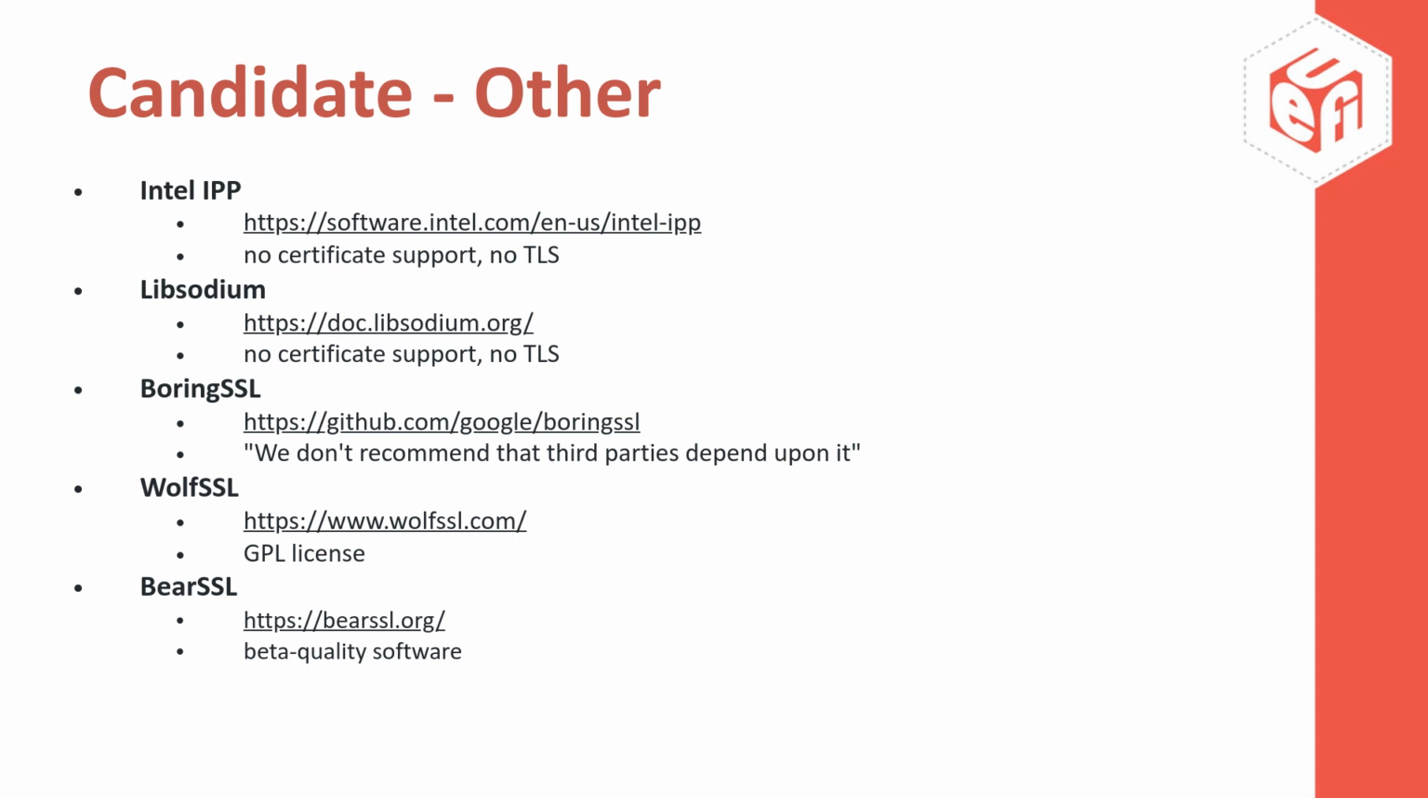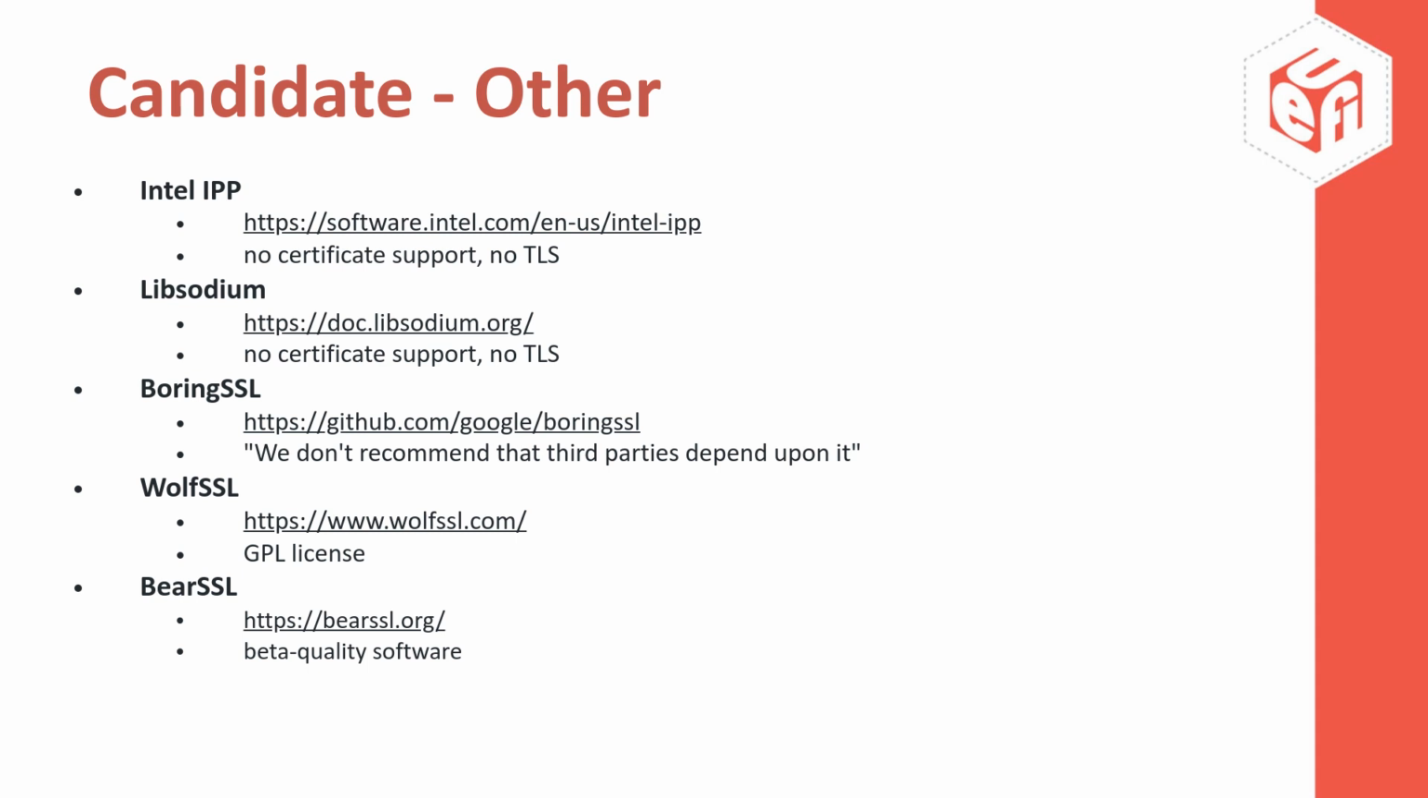The second one is libsodium. It is also crypto primitives only, missing X509 support and TLS. And the third one is BoringSSL. It's a fork of OpenSSL that is designed to meet Google's needs. However, though BoringSSL is an open source project, it is not intended for general use as OpenSSL is.